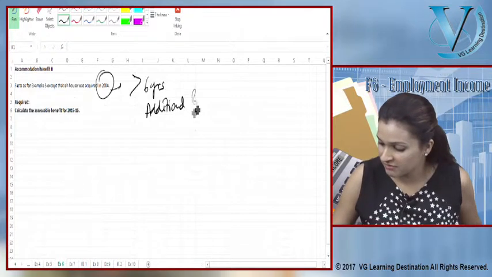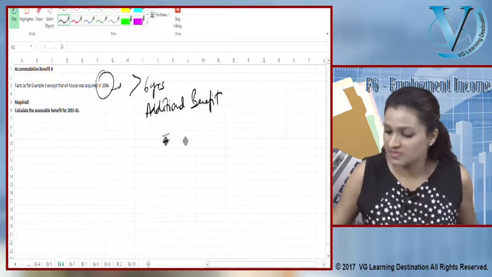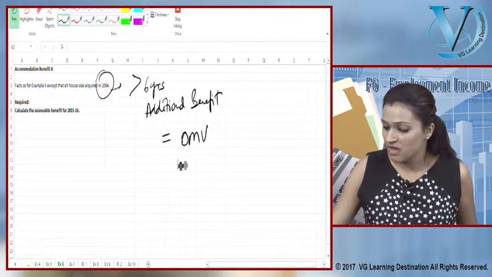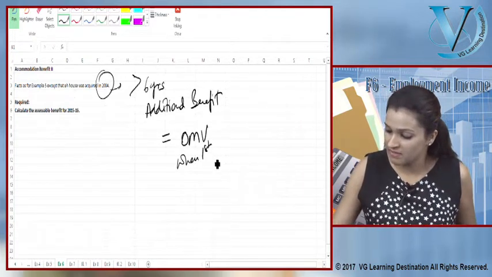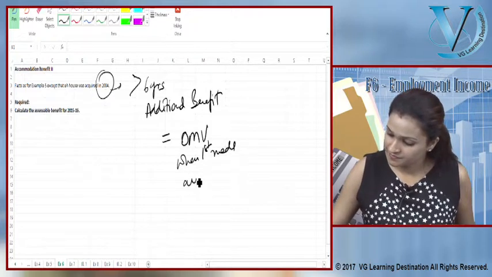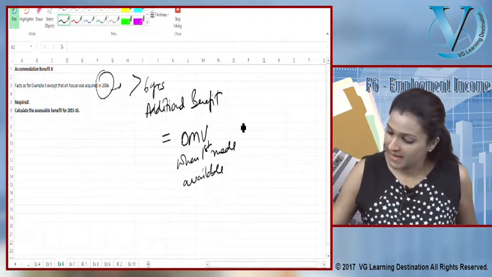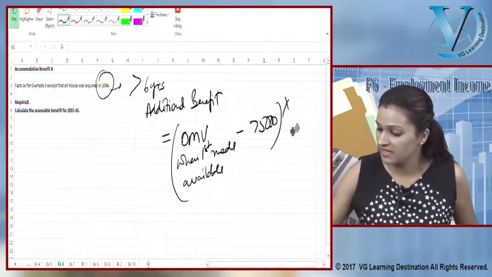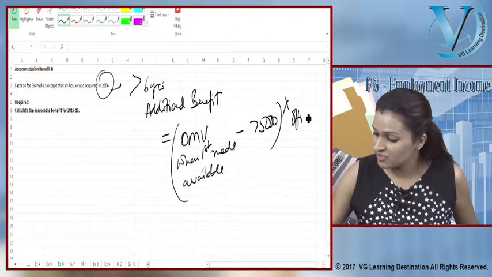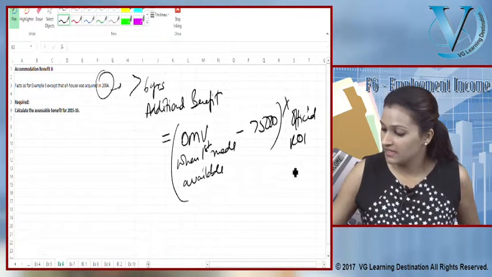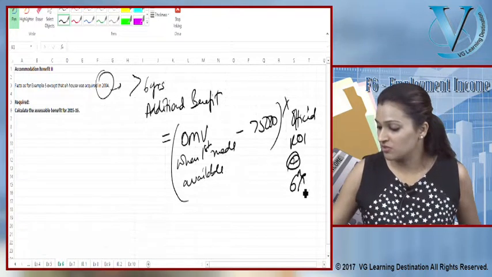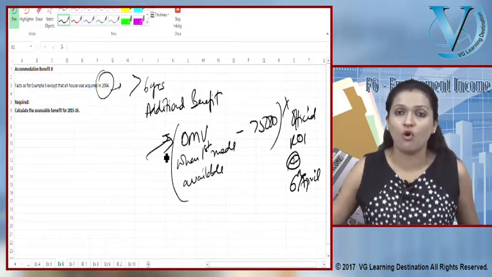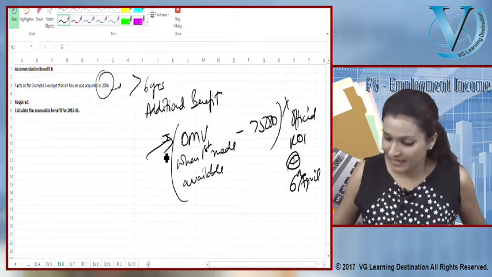Your additional benefit now becomes, the cost basically gets replaced by open market value when first made available, minus the £75,000 threshold limit. Multiply this by the official rate of interest at the 6th of April. So this is what you need to replace this figure of cost. Now let's quickly solve this.